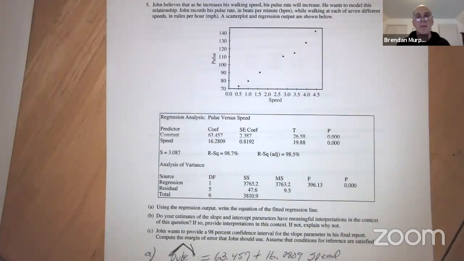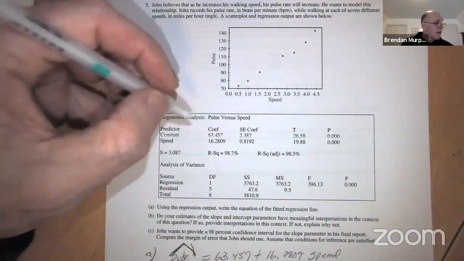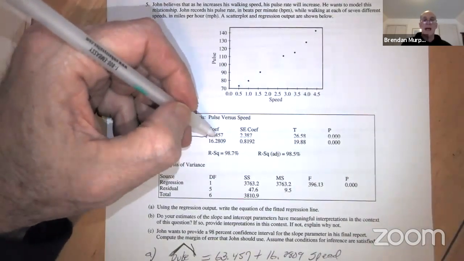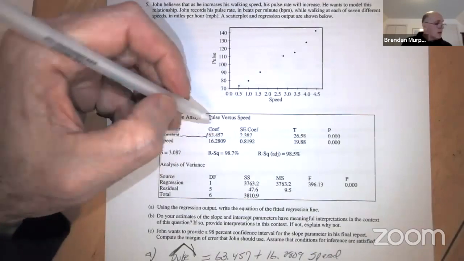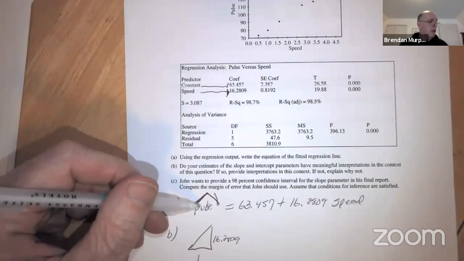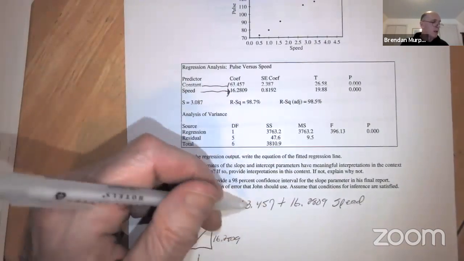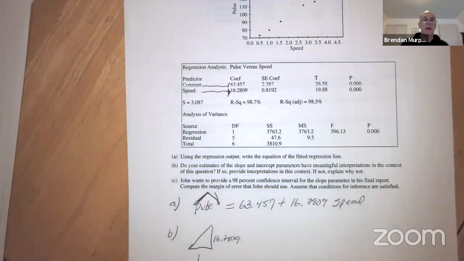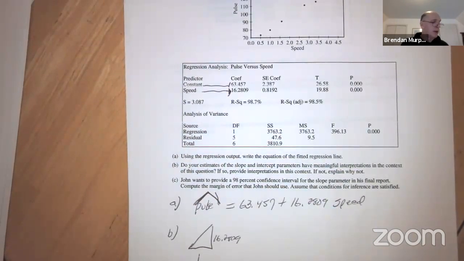So same problem. Part A, use the regression output, write the equation of the fitted regression line. So again, constant coefficient, there's my A value, speed coefficient, there's my B or my slope. And so down here quickly, I said pulse hat equals 63.457 plus 16.2809 speed. There's my least squares regression line. They didn't ask me to identify the variables, but I would always do that.